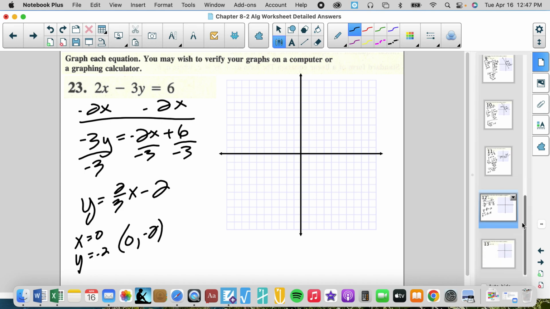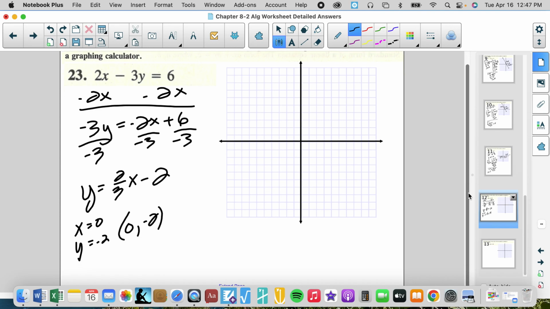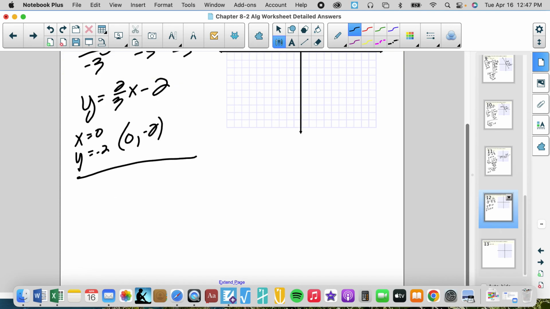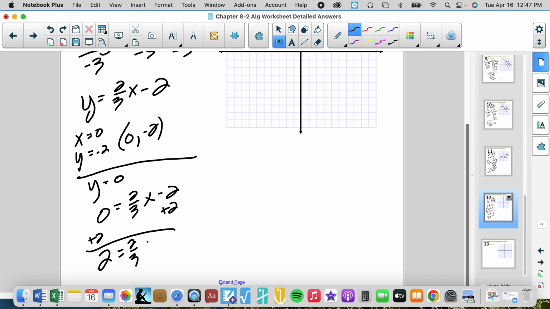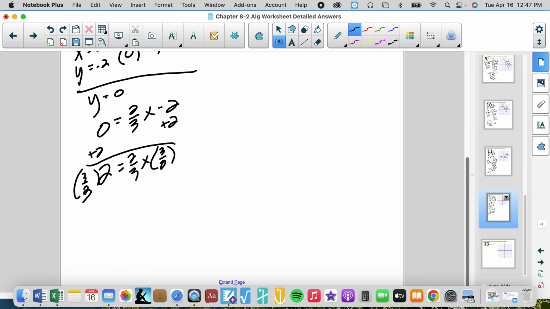Let's plug in 0. Sorry, moved the wrong one. Plug in 0 for y. We get 0 equals 2/3 x minus 2. Add 2. 2 equals 2/3 x. Multiply by 3/2. The 2's cancel. Denominator, numerator. So we get 3 equals x. So that point is 3, 0.